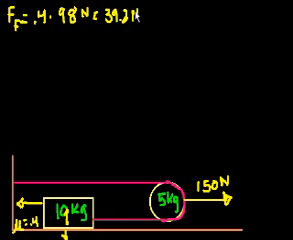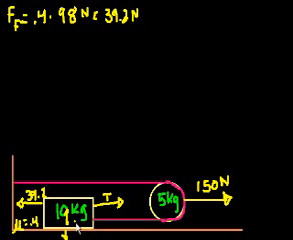39.2 newtons. So that's the force of friction going backwards on this mass. Well, what's compelling the block to go to the right? Well, it's this wire, this rope, right? So that's the tension in this rope pulling on this block. So we call that T.